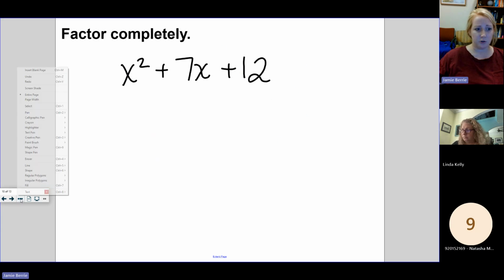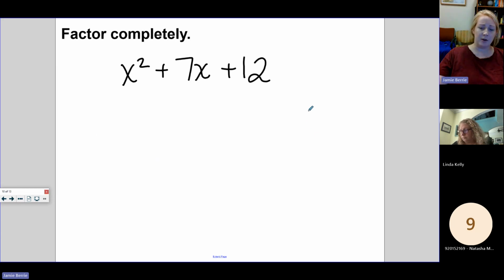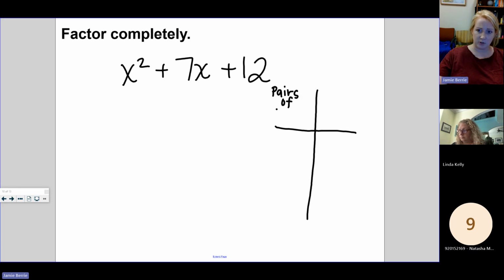So I tried to show you a method so that you could do it the same way every time, which was to make that little table. And I really like this table. I've taught factoring a lot of different ways over the past 10 years, and this is the one that I always come back to. I think that it's the easiest to use. So I always make this little table, pairs of factors, sums of factors.